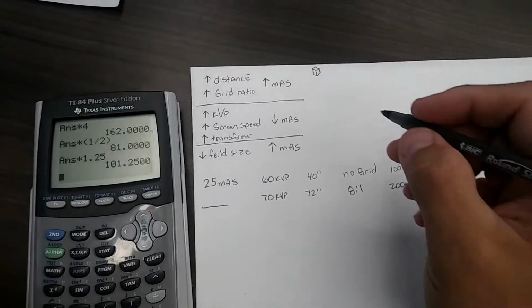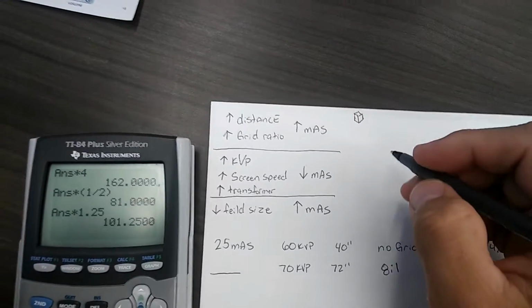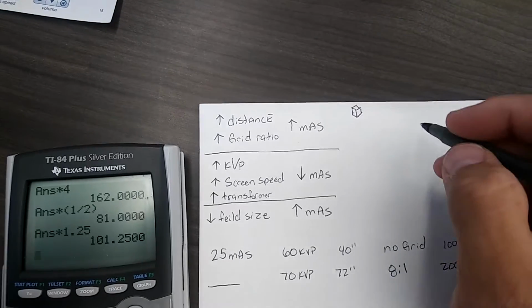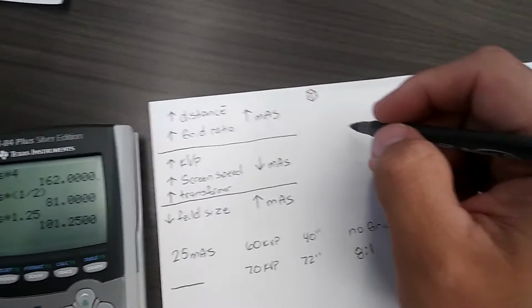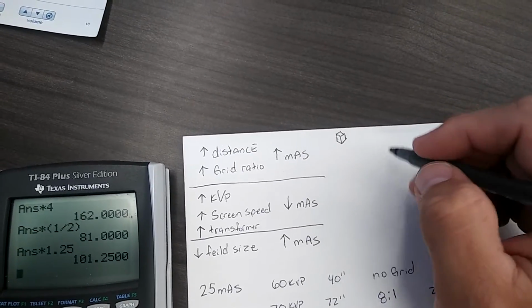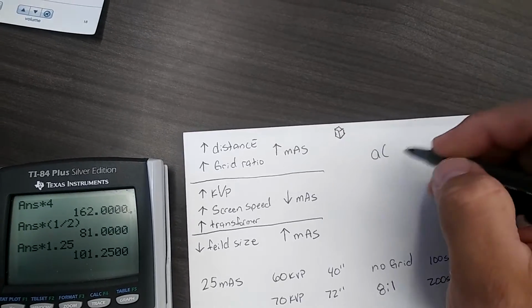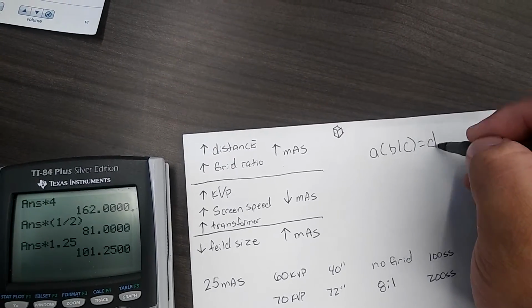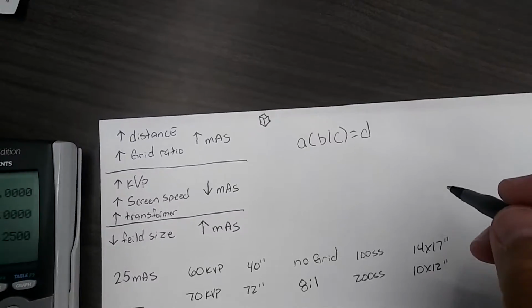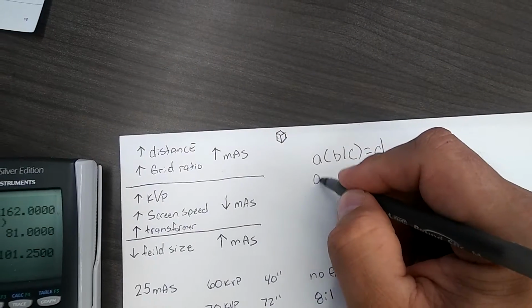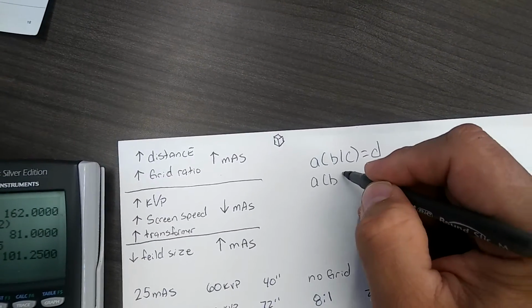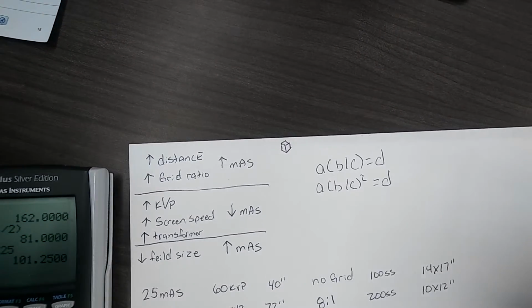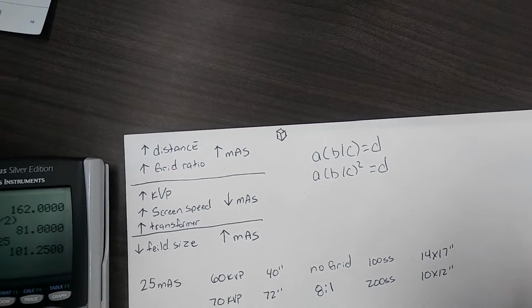Those 3 formulas, I'm going to write them right here. This is weird, trying to look at the screen and look at the paper too. I'm just going to look at the paper and hope I'm doing this right. The 3 formulas I use are A times B divided by C equals D, or A times B divided by C squared equals D. That's the one I use for distance.